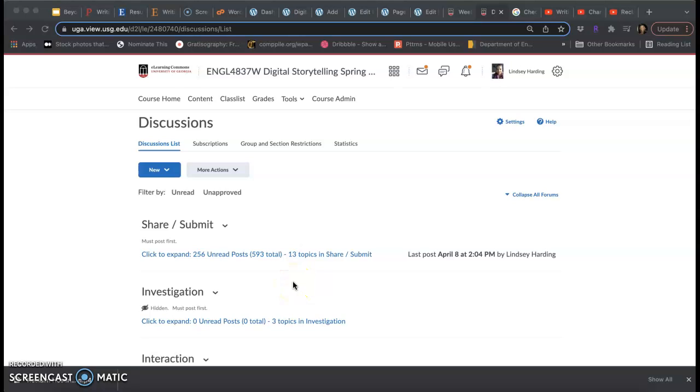Let's take a look at how we can use discussions in a learning management system to support peer review. Here's a look at the discussion section of my current class in the learning management system that we are using here at the University of Georgia, ELC, or e-learning commons.